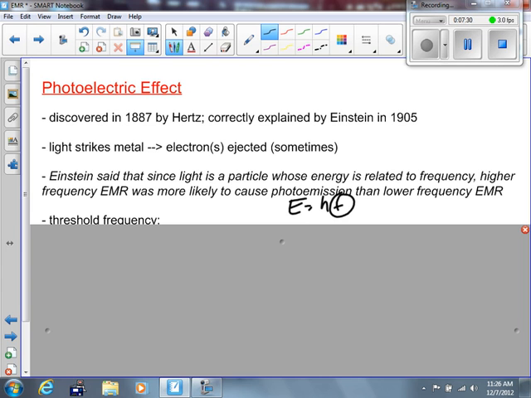Higher frequency light, higher energy light. That explained perfectly the observations that have been made between 1887 and 1905. The observations that said, look, if visible light doesn't cause it, maybe ultraviolet will. Why? Because ultraviolet is a higher frequency and therefore a higher energy than visible light. If visible light doesn't cause it, get more visible light, still won't cause it. More intense visible light still won't cause it because it's not a higher frequency and therefore it's not a higher energy.